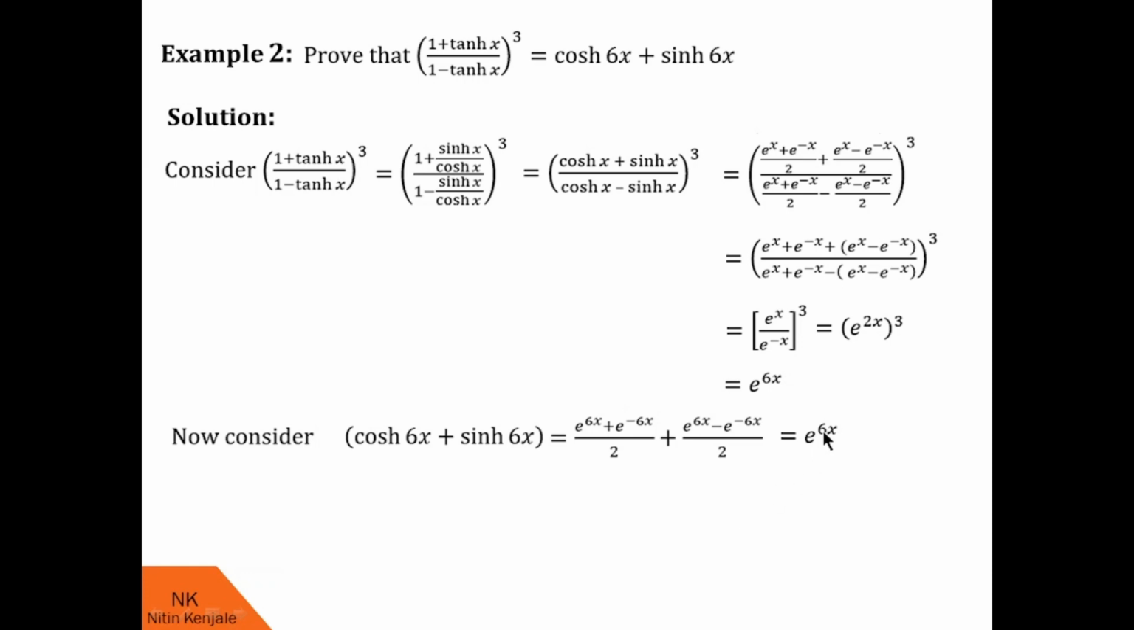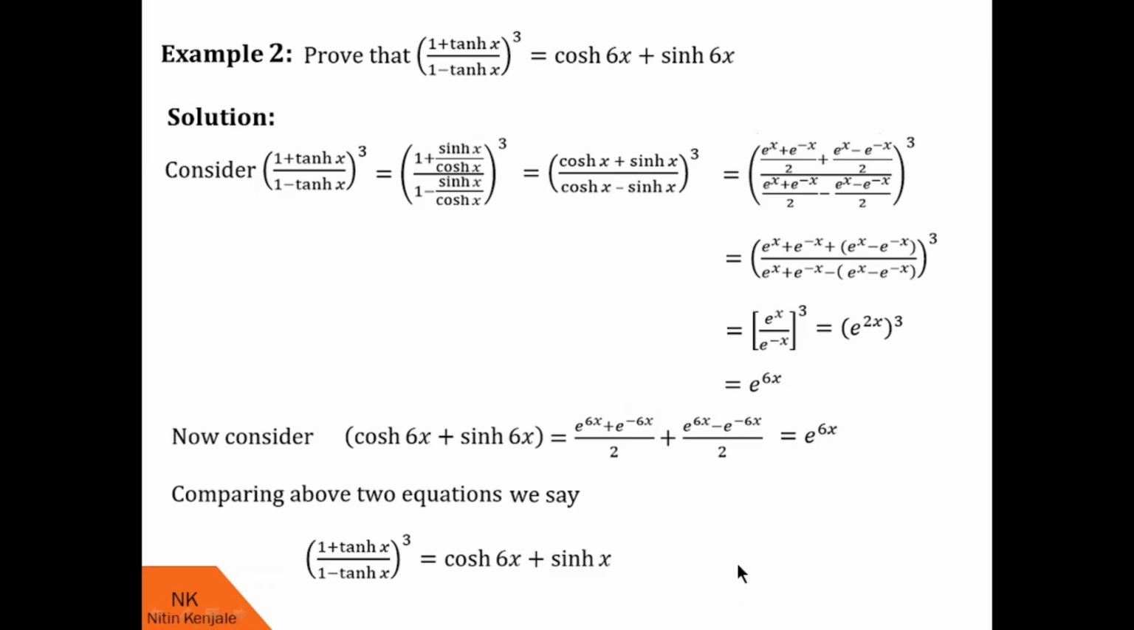Once again, we see that the values of LHS and RHS both lead to e raised to 6x. Therefore, LHS has to be equal to RHS. Hence, we say that this statement is proved. Now, let us go ahead with the next example.